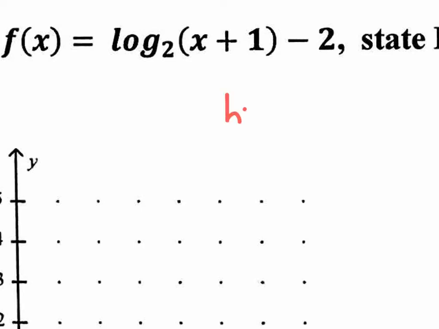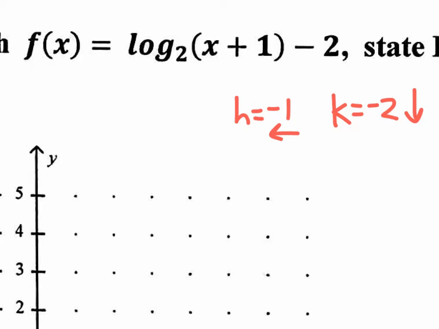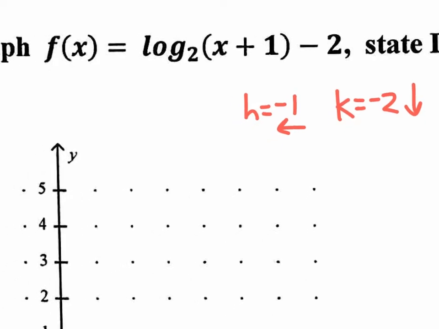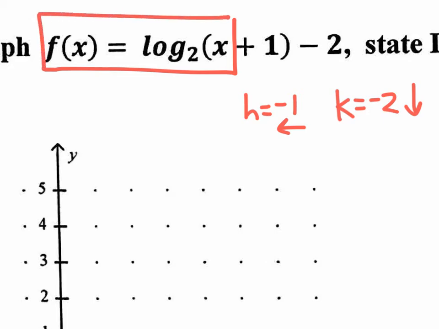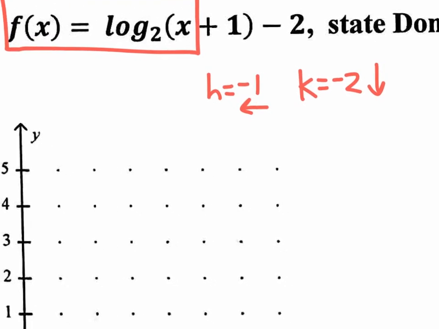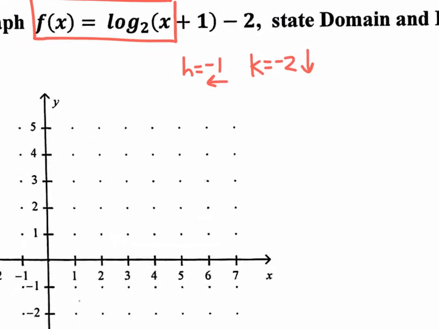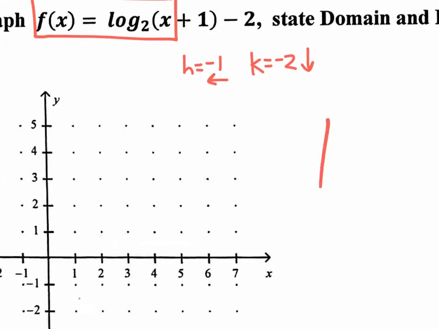So, h is -1, which means you're going to go 1 to the left, and k is -2, which means you're going to go 2 down. So if you have a problem with graphing, you always start with identifying h and k, and then after that, you kind of, in a sense, ignore h and k. So I'm going to ignore h and k, and I really want to graph the logarithmic function log base 2 of x.